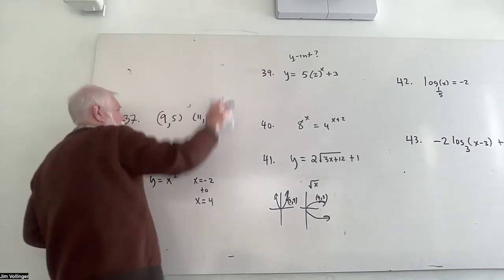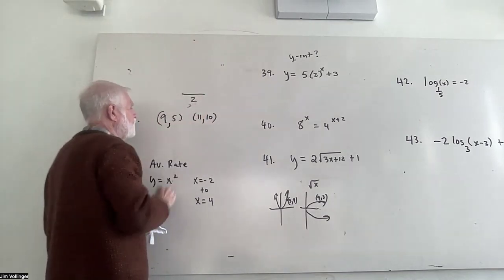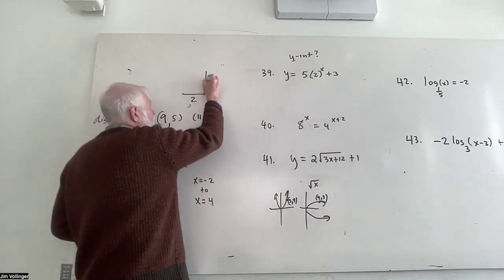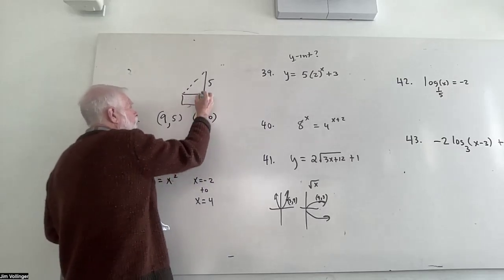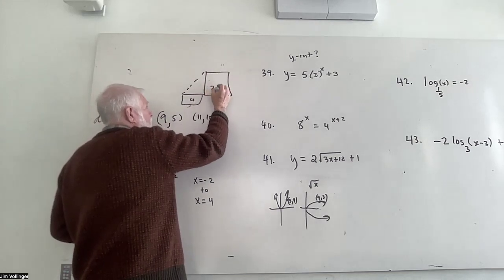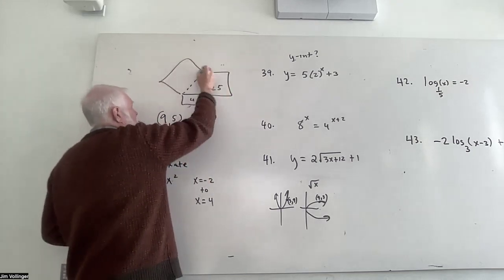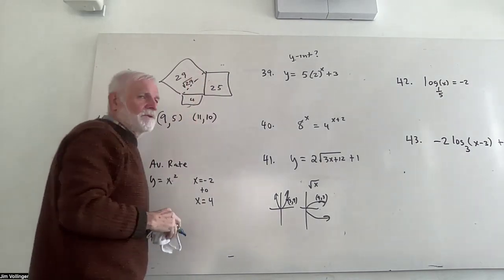All right. Distance. Well, I see 9 to 11. That's 2 units of change. 5 to 10 is 5 units of change. So what's that distance? Pythagoras tells me that's 4 plus 25. That means that's 29. And I hope you can start doing those in your head. Square root of 29.